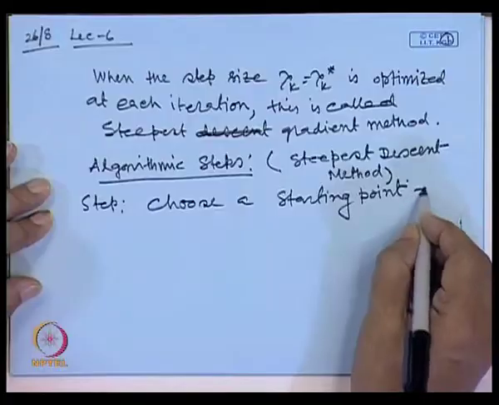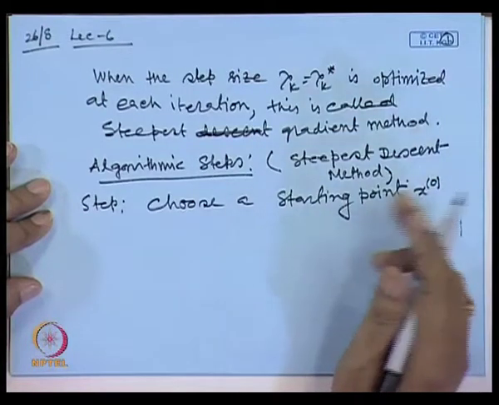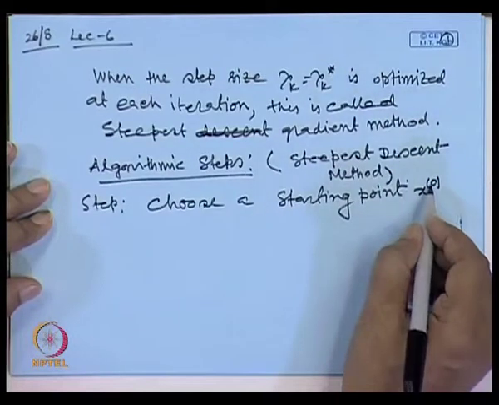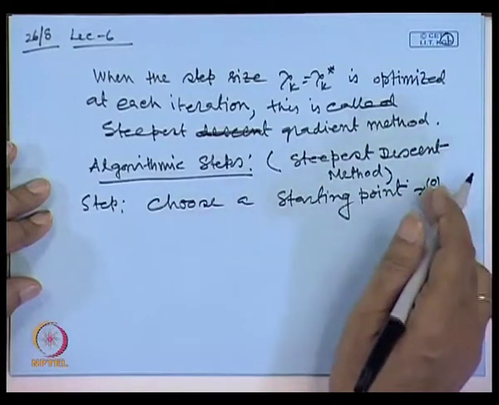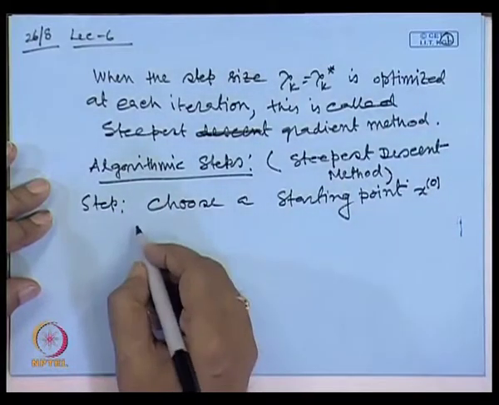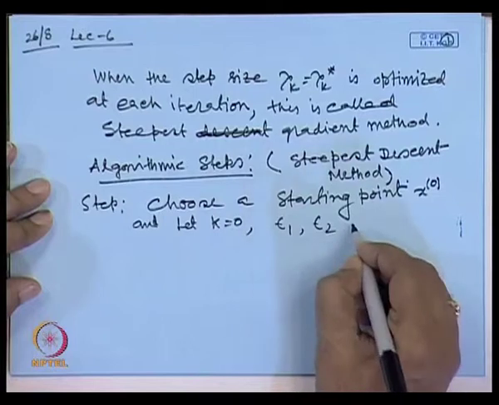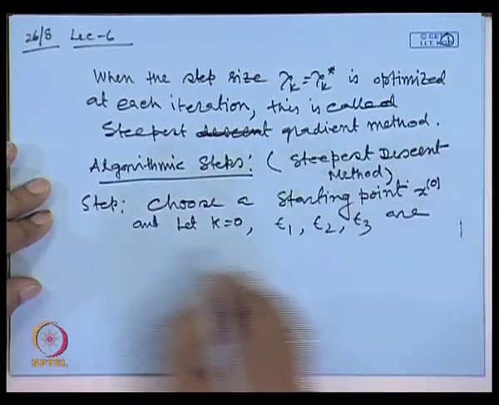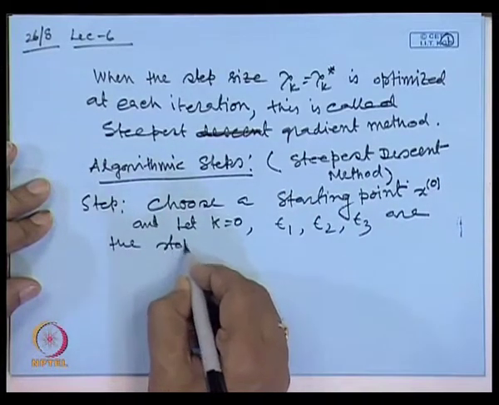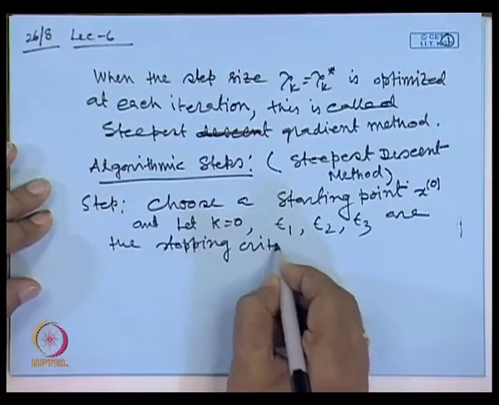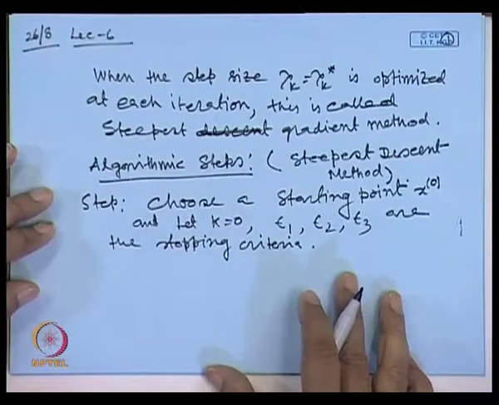First, we have to get the starting point of our iterations, that means the initial guess. Step 1: choose a starting point x superscript 0. Superscript indicates the iteration number, so at the 0th starting point, x is equal to x start, and let k be equal to 0. And epsilon 1, epsilon 2 and epsilon 3 are the stopping criteria of the algorithm. This is step 1.